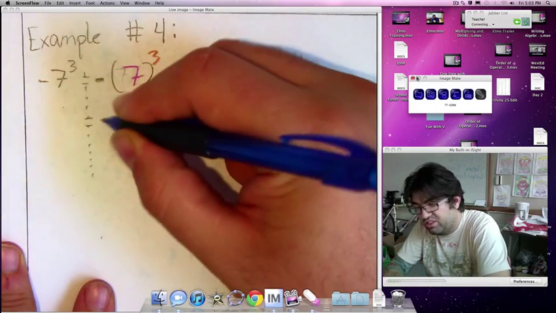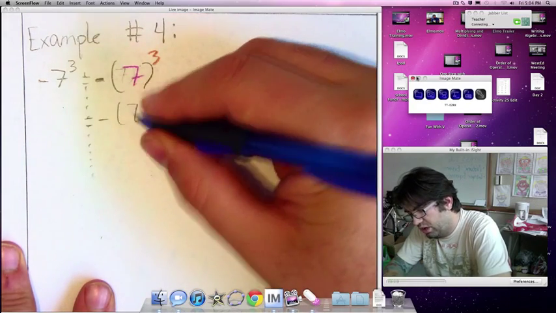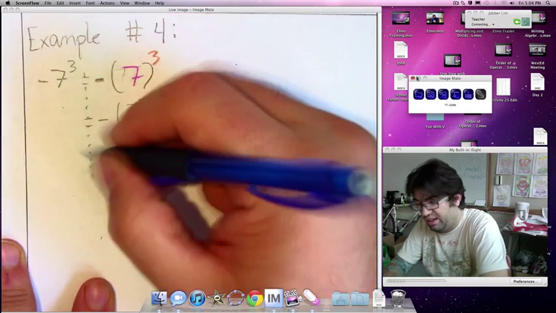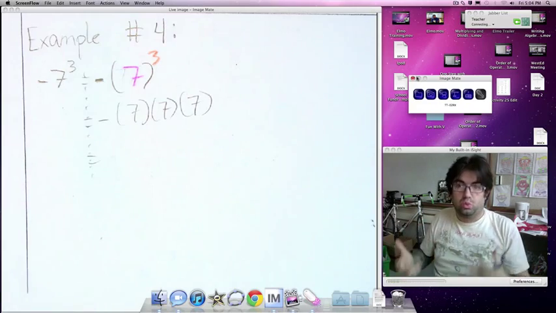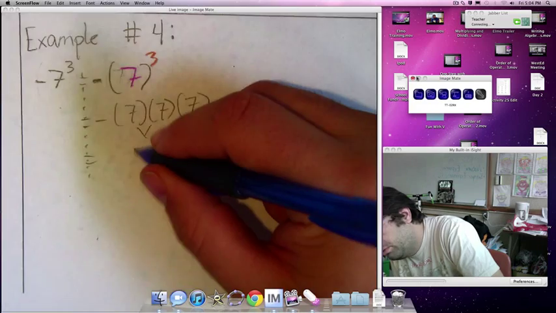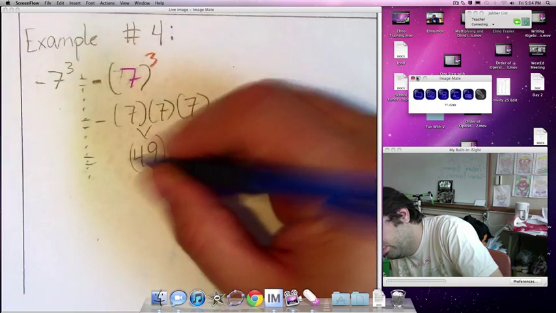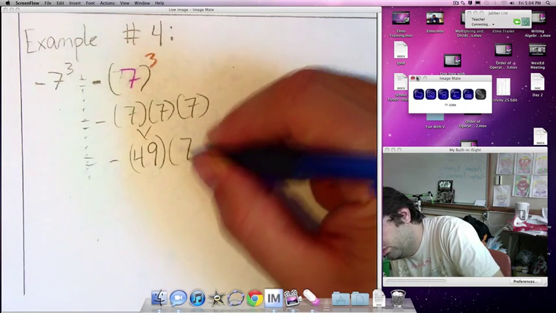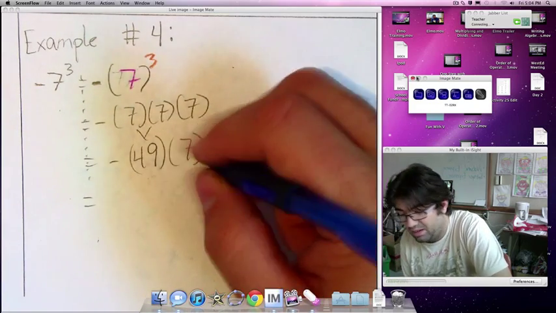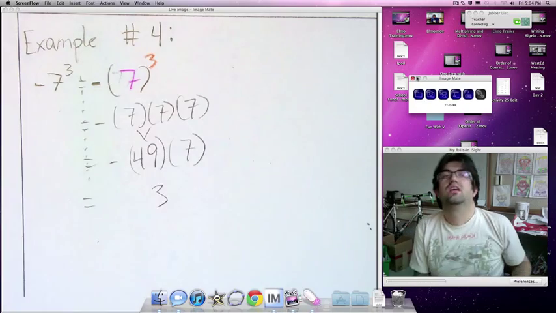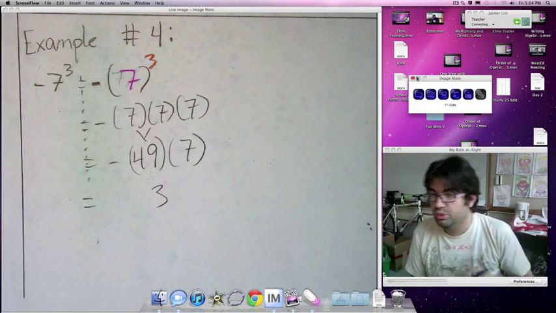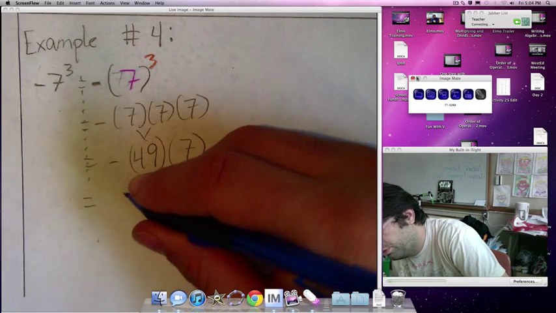I'm going to turn this into expanded form. 7 times 7 times 7. The exponent tells me to write the base 3 times. Well, 7 times 7 is 49. 9 times 7 is 63. Carry the 6. 4 times 7 is 28. 28 plus 6 is 34.